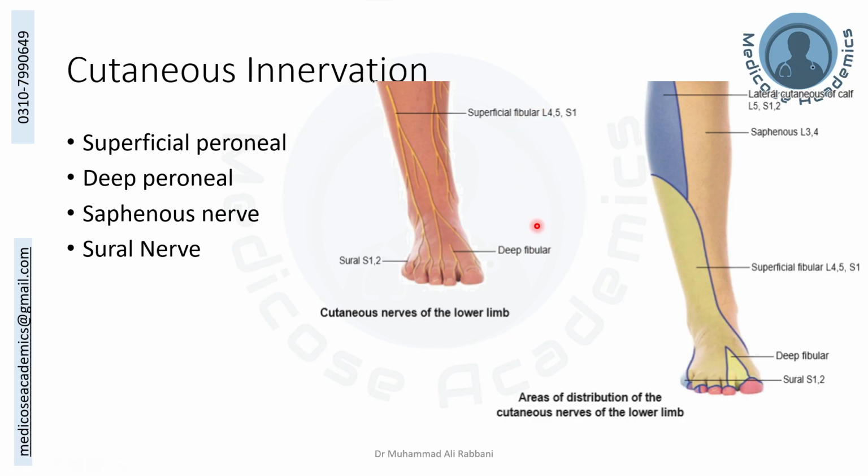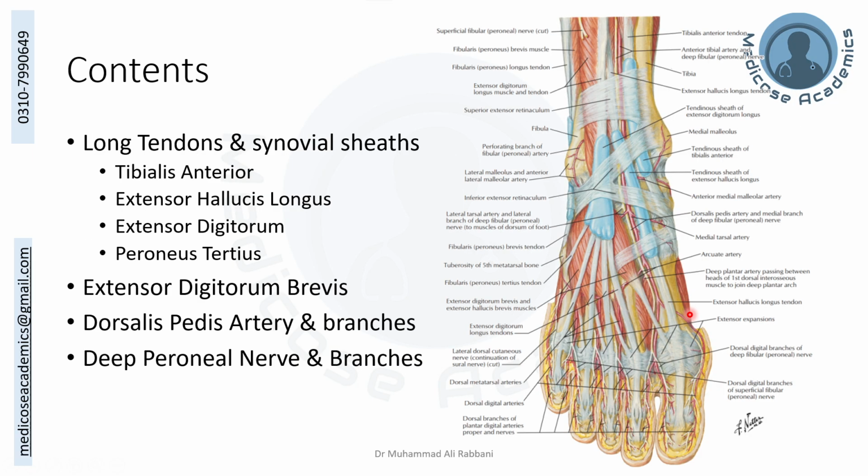Then the medial aspect of the foot all the way to the ball of the big toe is supplied by the saphenous nerve, a branch of the femoral nerve that supplies the medial aspect of the leg. And the lateral margin of the foot is supplied by the sural nerve, which we will discuss in the posterior compartment of the leg. So these are the cutaneous innervation.